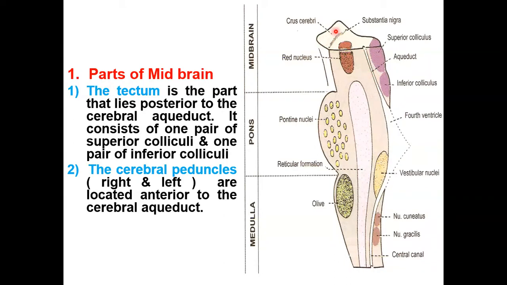And these are the cerebral peduncles, right and left cerebral peduncle. They are located anterior to the cerebral aqueduct. So the midbrain is divided into 2 parts, the tectum and the cerebral peduncle. The cerebral peduncle also consists of three parts, which will be discussed in the next slide. So the part behind the cerebral aqueduct is known as the tectum, and the part in front of the cerebral aqueduct is known as the cerebral peduncle.